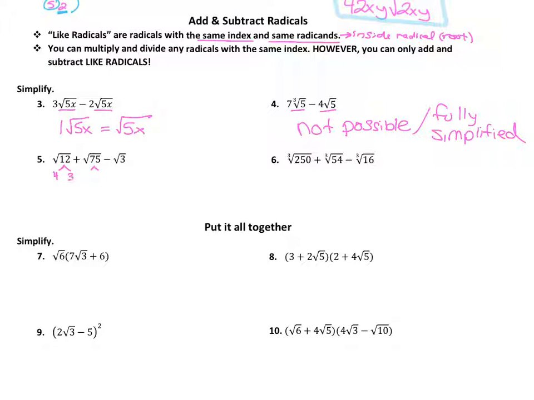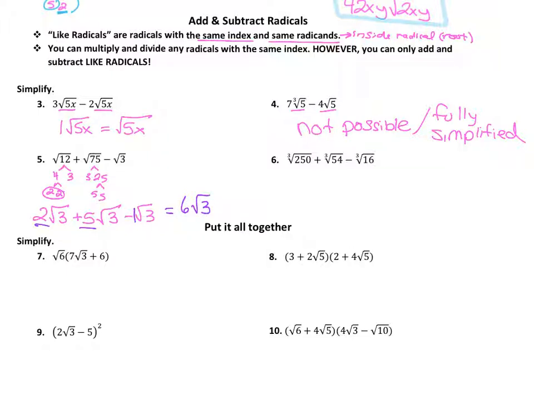So if I simplify the 12, I'm going to get a 2 on the outside and a 3 on the inside. If I simplify the 75, I'm going to get a 5 on the outside and a 3 on the inside. Well, now all my roots and all the numbers underneath my root are the same, so now I can add and subtract. So I'm going to do 2 plus 5 minus 1, so I'm going to get 6 root 3.